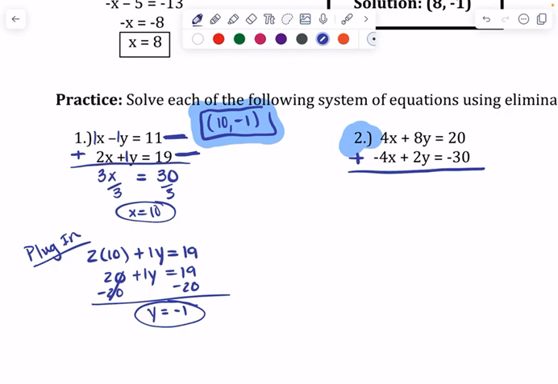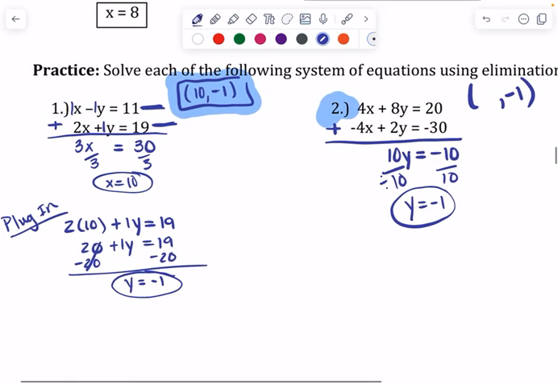So straight down, x's cancel. 8 plus 2, 10y. 20 plus negative 30, negative 10. Divide both sides by 10. And we get your first variable. So y is negative 1. We need to solve for x.